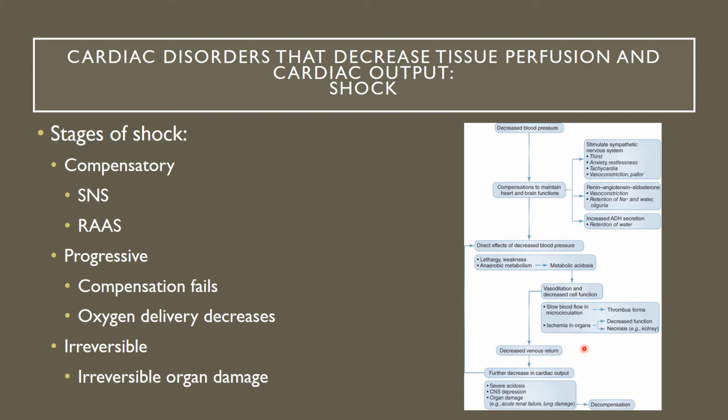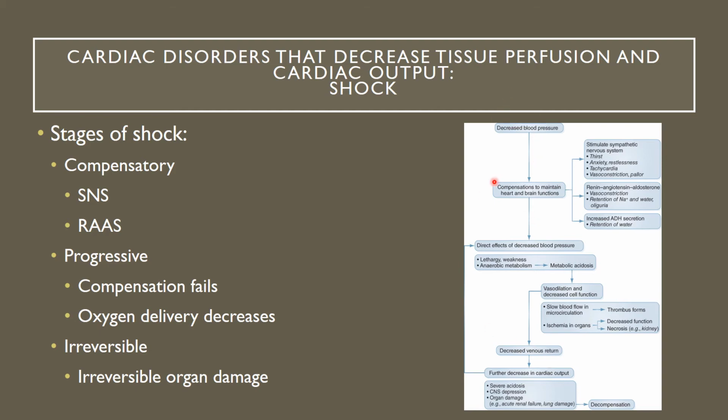Okay. Ultimately, we have decreased venous return. If we get decreased venous return, preload decreases, cardiac output decreases, and really it gets even worse from there, right? And so we get severe acidosis. Now the central nervous system starts being affected, and the organ damage and organ failure starts to result. So kidneys are really one of the first things, and the lungs begin to fail as well. And then we start to see decompensation. Okay? So this is really a progressive disorder that we see here.